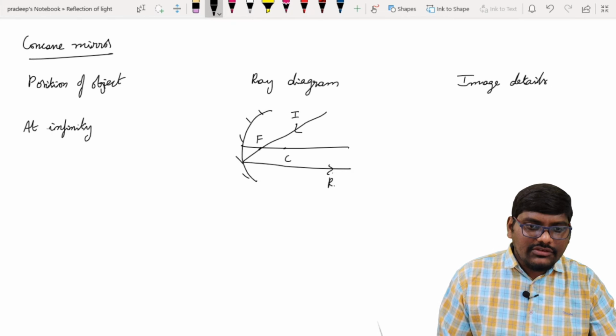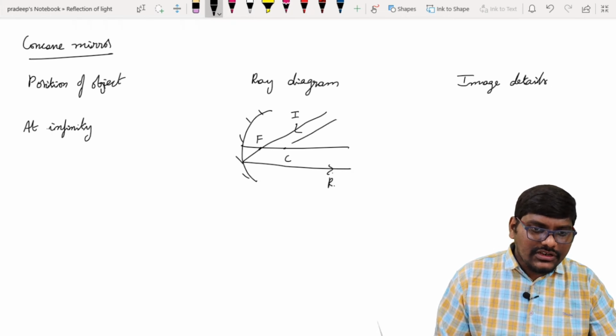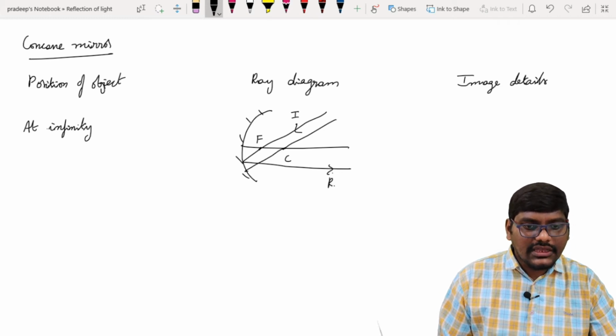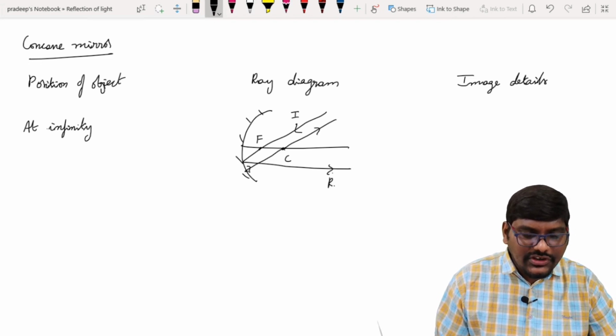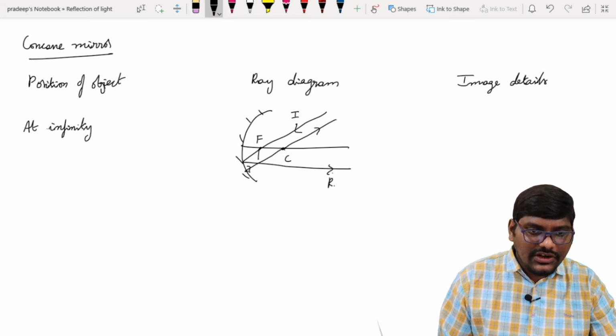So now one more ray which is passing parallel to the first ray, passing through the center of curvature, is going and touching the mirror again. So that is going back in the same direction because that is passing through the center of curvature. That is the third rule which we have already discussed.